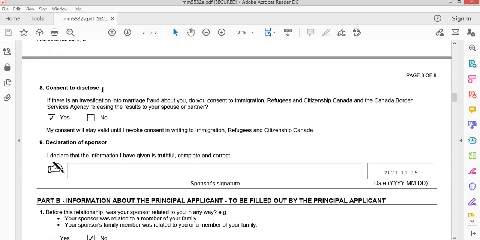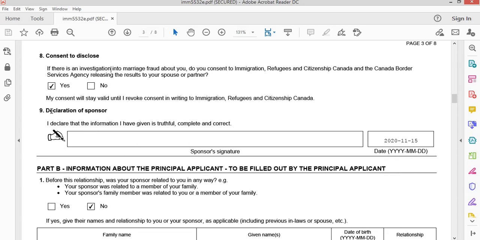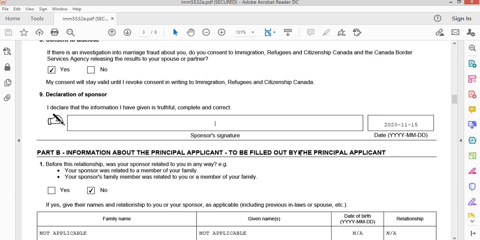Next is the consent to disclose. You can simply read it and mark it as yes. Next is the declaration of the sponsor. You have to sign it here physically. Since you cannot type it or e-sign it, you have to sign it with ink. And on the date that you are signing it, you can just mark the date here.